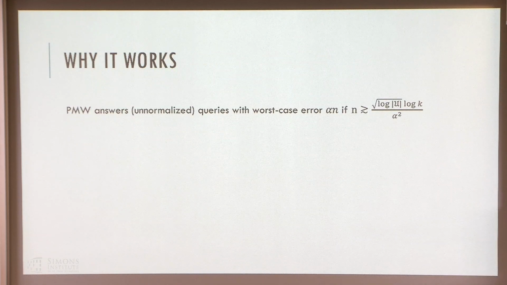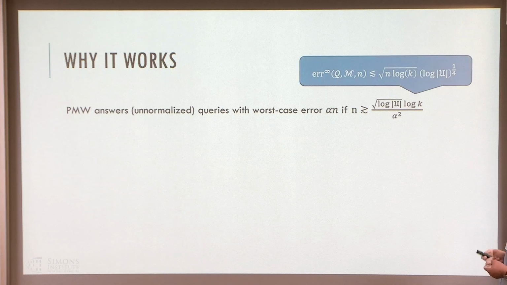And a very brief sketch of why this works. So the claim is that you can answer the normalized queries with error alpha, which is the same as the unnormalized queries with error alpha n, as long as n is at least this big, which translates to the same kind of error bound that we've seen before, but in the worst case. So the error is on the order of square root of n times square root of log k times this fourth power of log of the universe size.